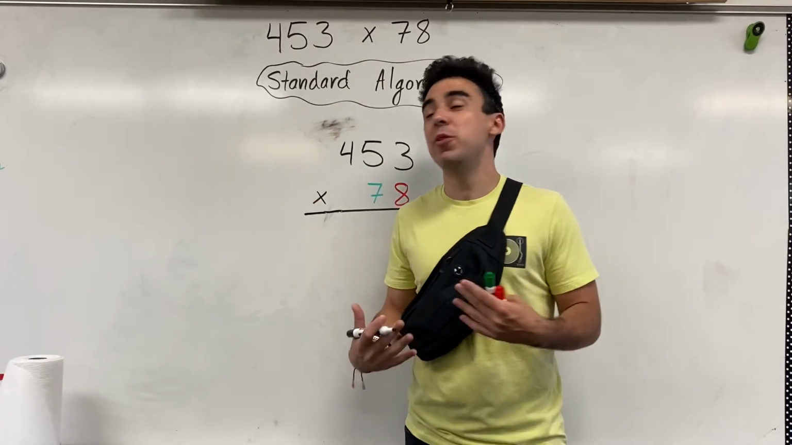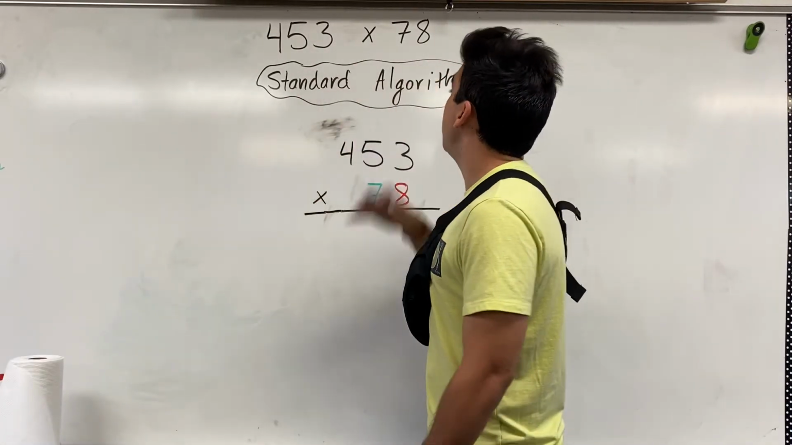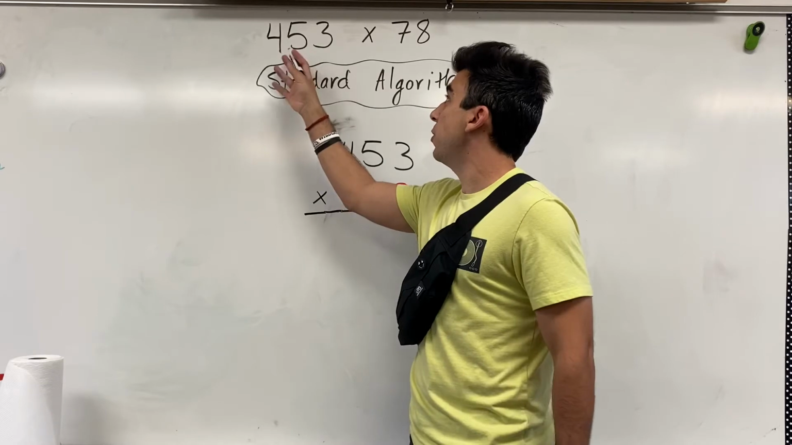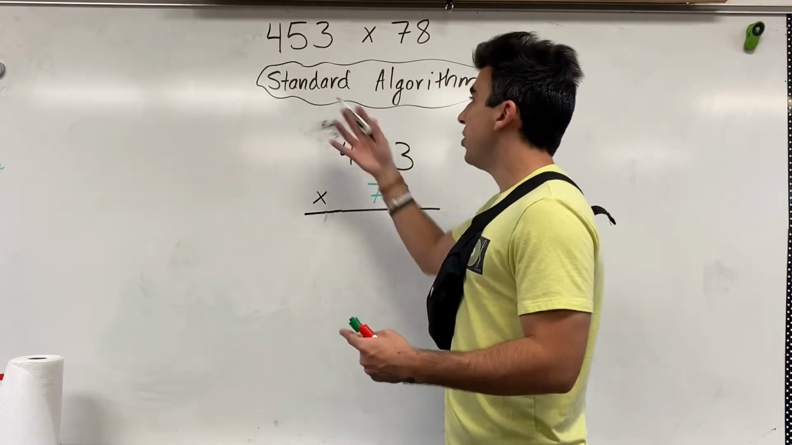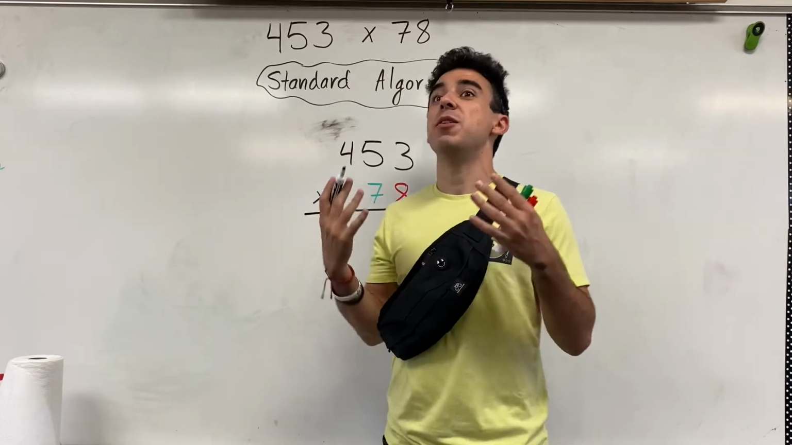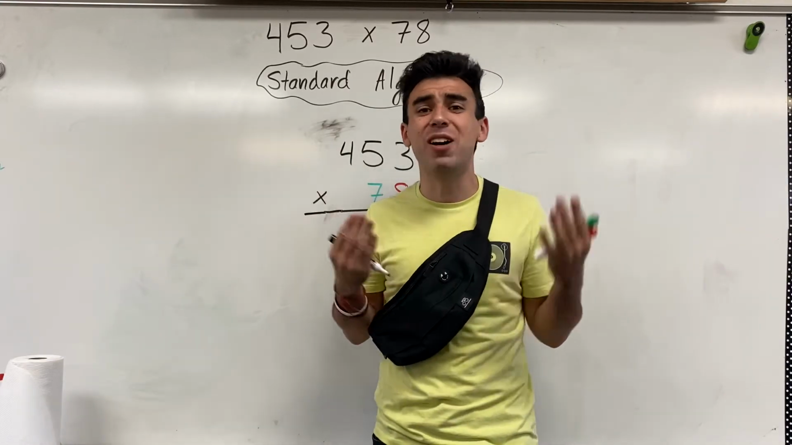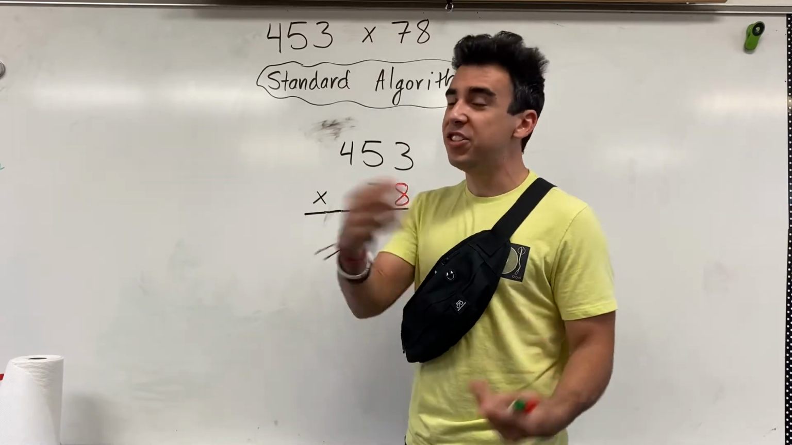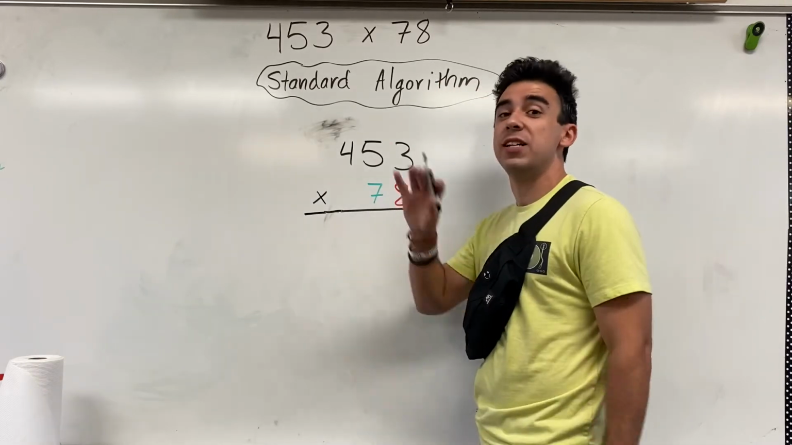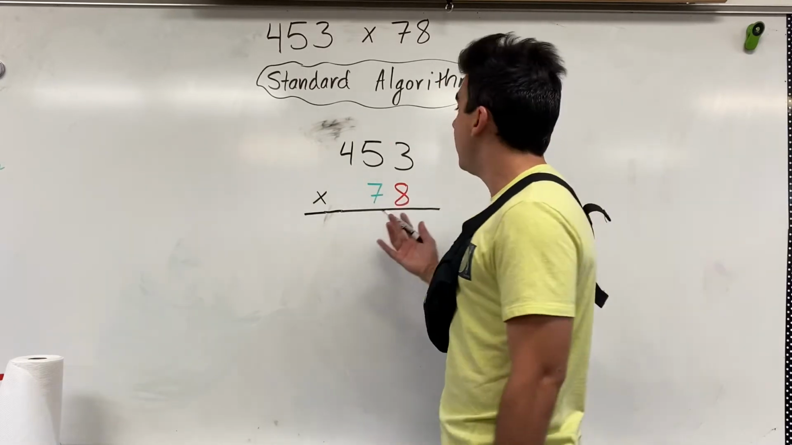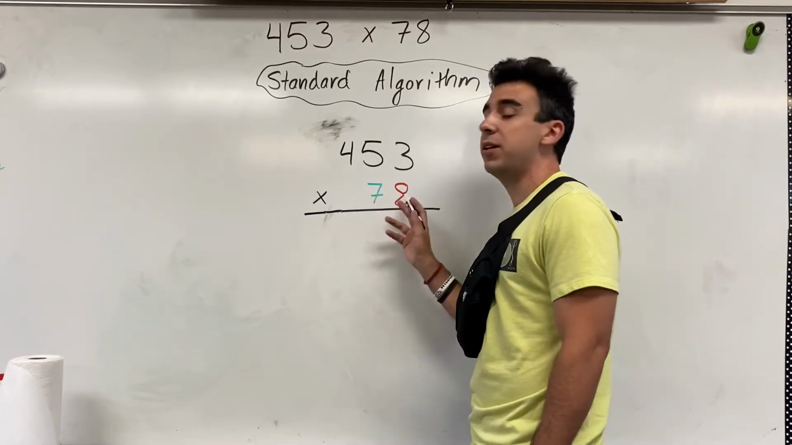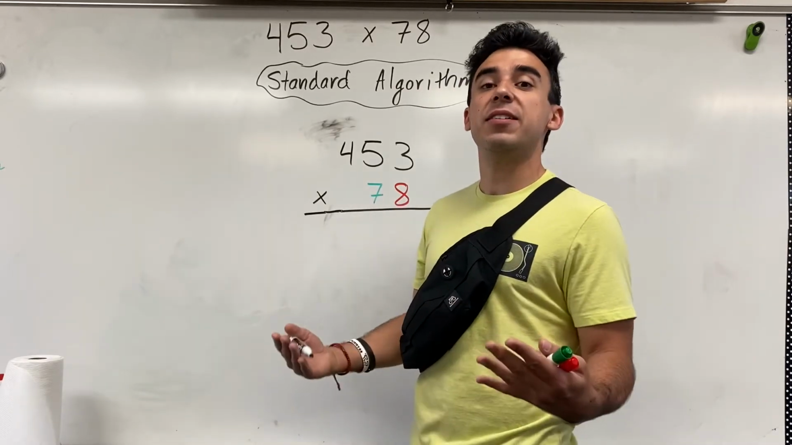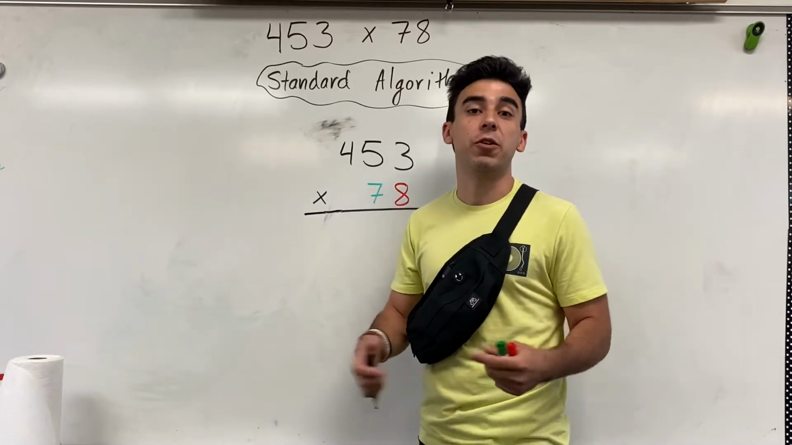Alright, so our problem is a 3-digit by 2-digit number, and it is 453 multiplied by 78. Now, when you hear standard algorithm, you may think, Mr. Smith, what is that? But it's just the standard way that we multiply. You guys have all seen this. Now, if you notice, I made my second factor, my second number, split into two different colors, and that's to separate the place value when we go to multiply.